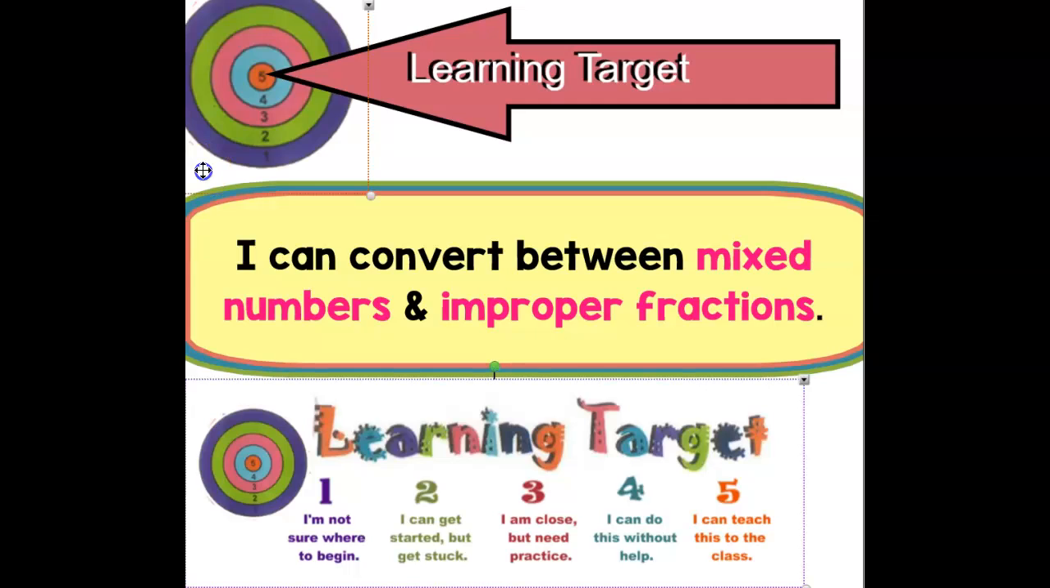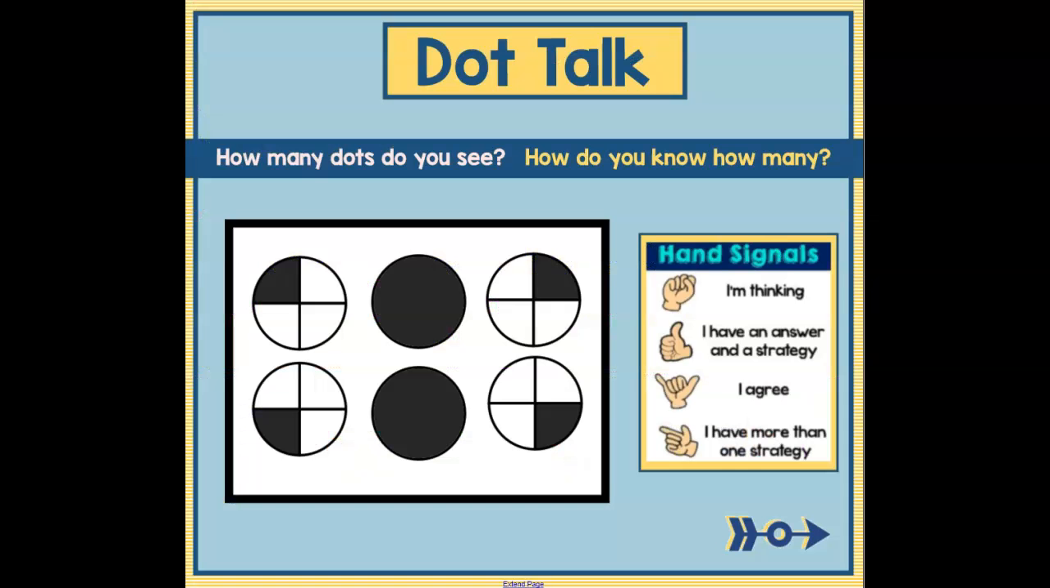Today, our learning target is I can convert between mixed numbers and improper fractions. So we talked a little bit about this in our last lesson, and we're going to continue on it today. So our dot talk to start out with, go ahead and say how many full dots do you see, and how do you know how many?